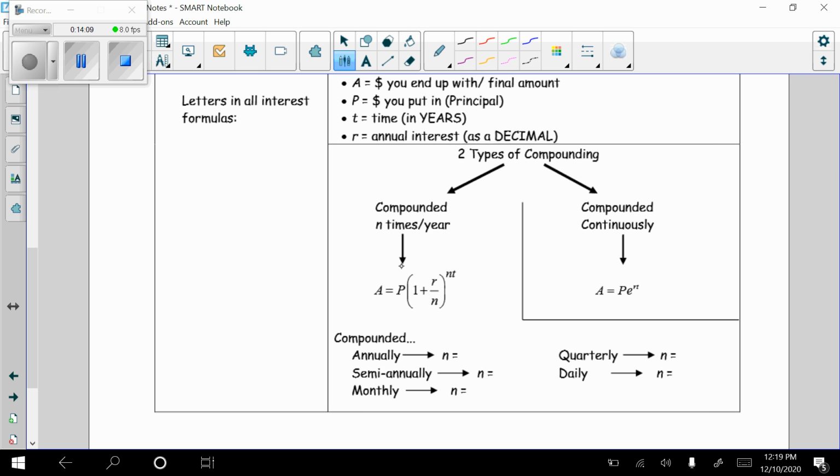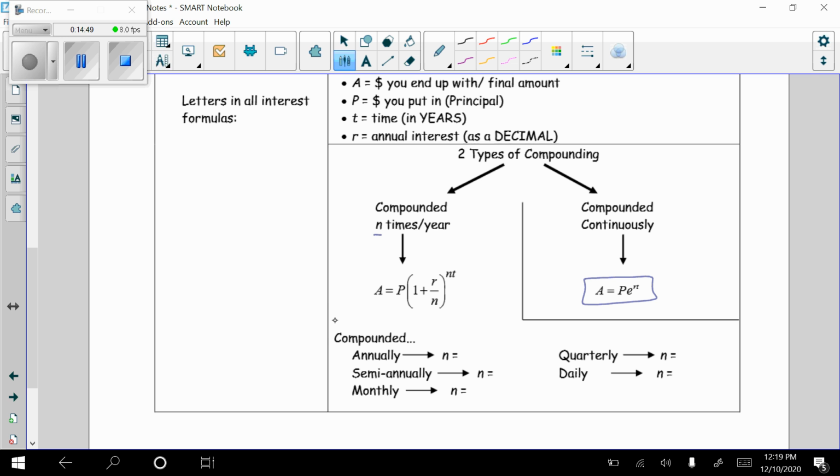You can compound it several times throughout the year. So we say n times per year, or you can just continuously compound. So every time interest is calculated, it's added in, and that's just on a continual loop. They just keep doing it. Okay, so if it's continuously compounded, we're going to use this formula here that's been derived already for us. If it is compounded n times per year, then you're using this formula here. And so really it's just a matter of plugging into the formula and making sure you plug everything in correctly.